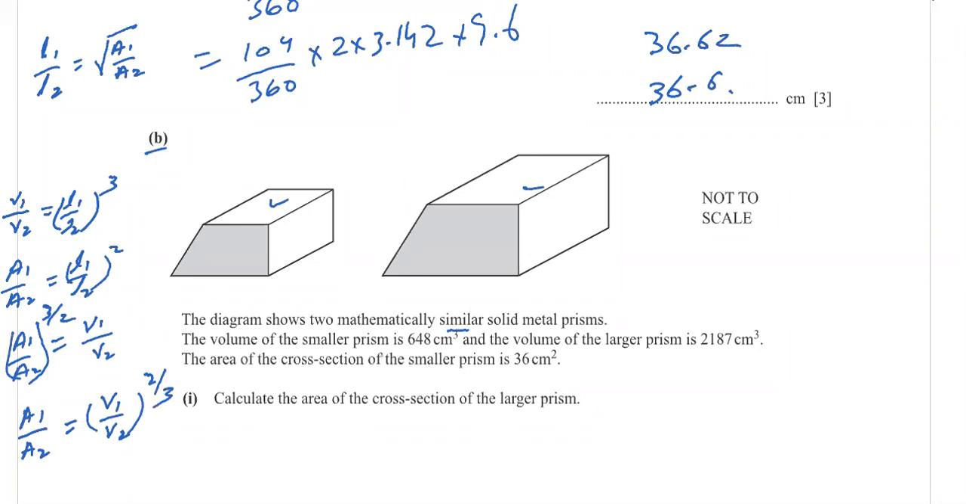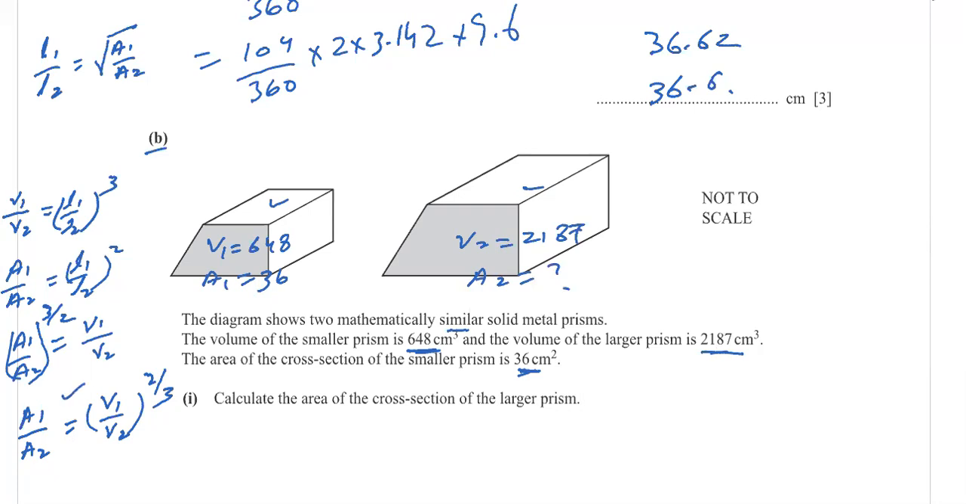Now the question is saying the volume of the smaller prism is 648 centimeters cubed. This is V1, and V2 is for the larger prism, which is 2187. V1 is 648. The area of the cross section of the smaller prism is 36, meaning A1 is 36 centimeters squared. We have to find the area of the larger prism.